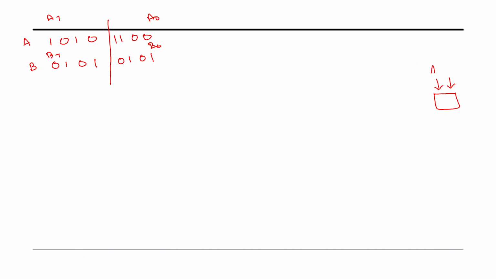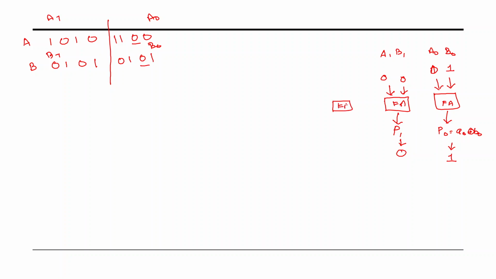Straight away I'll put the values here. This is A naught and B naught. A naught value is 0 and B naught value is 1. This is a full adder. What's the propagate term? P naught is A naught XOR B naught, so 0 XOR 1 is 1. And then another full adder: A1, B1. The A1 value is 0 and the B1 value is 0. Once again, P1 is A1 XOR B1, so 0, 0 means the output is 0.